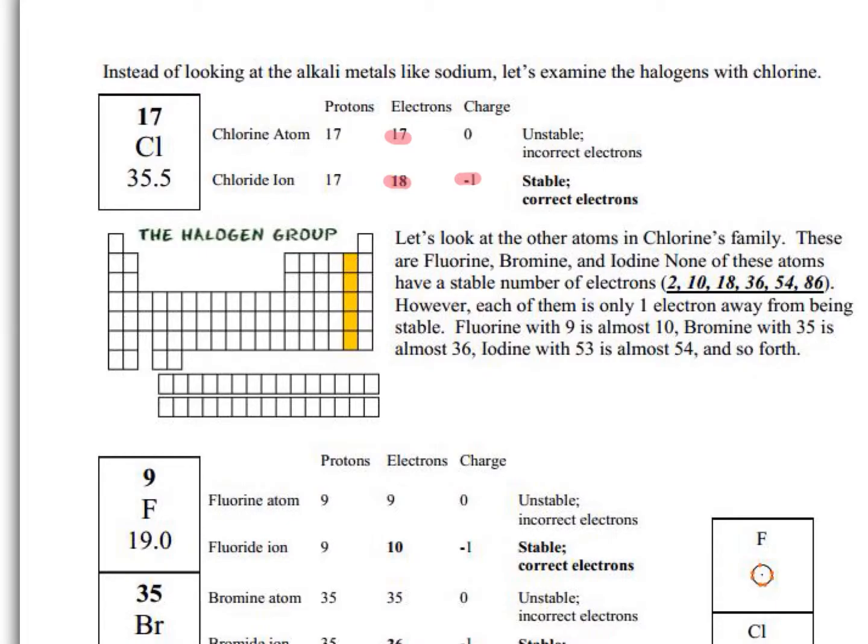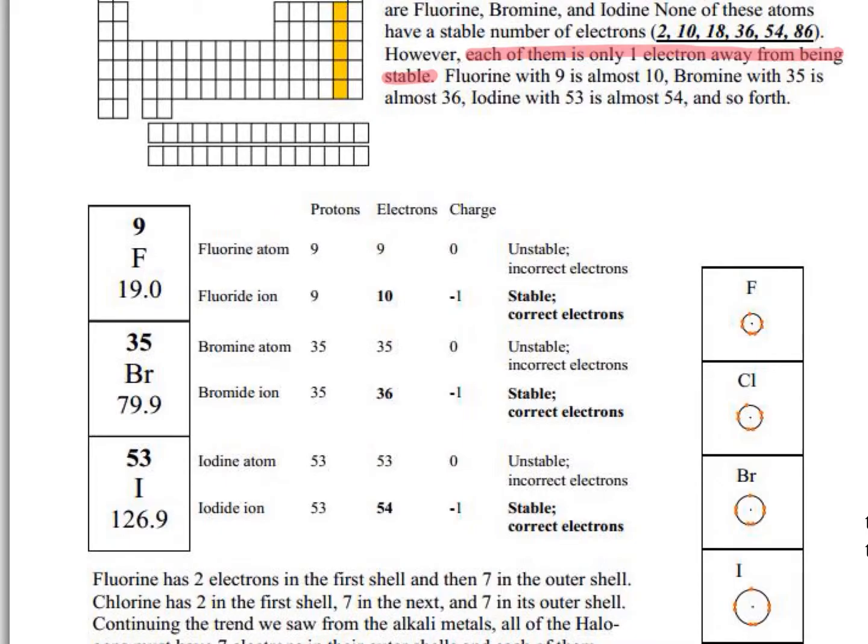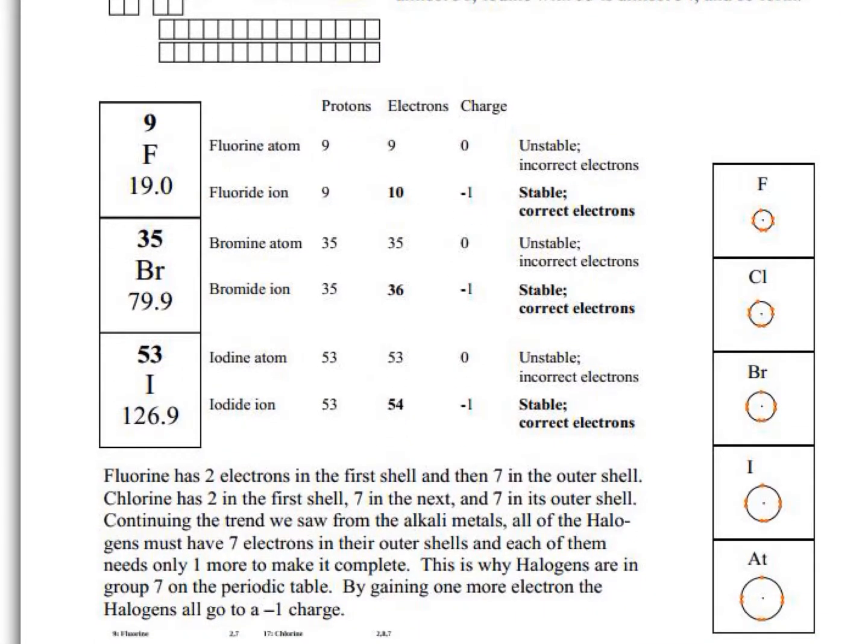If we look at chlorine's family, fluorine, bromine, iodine, none of these have stable numbers. However, each one is only one electron away from being stable. So you look at their elements again. Fluorine has 9, it wants 10. Bromine has 35, it wants 36. Iodine, 53, it wants 54. They're one spot away from the noble gases on the periodic table. They all have 7 valence electrons.